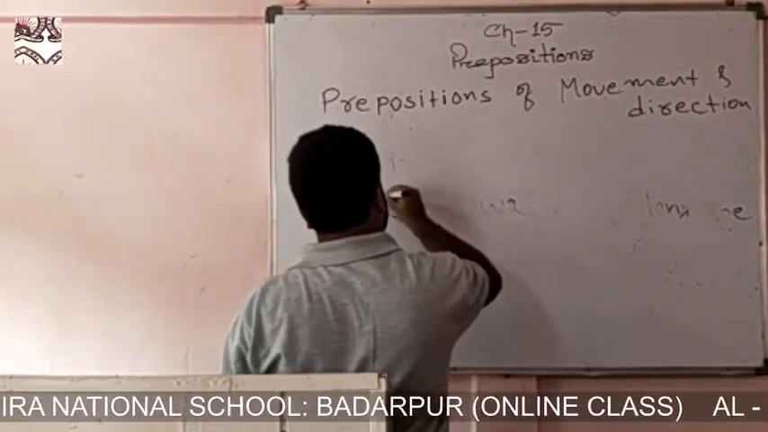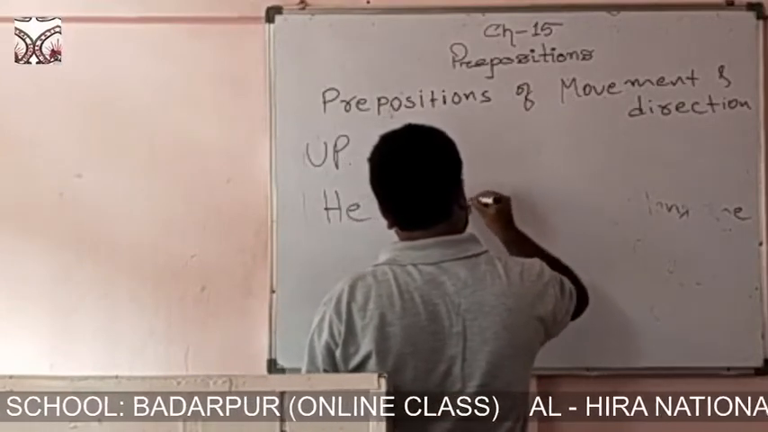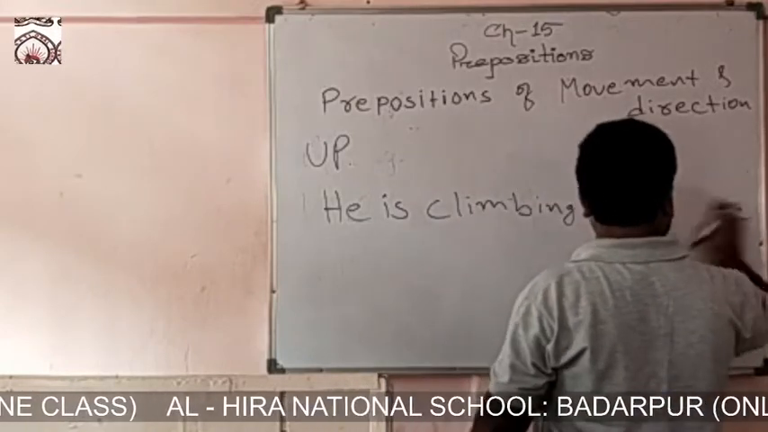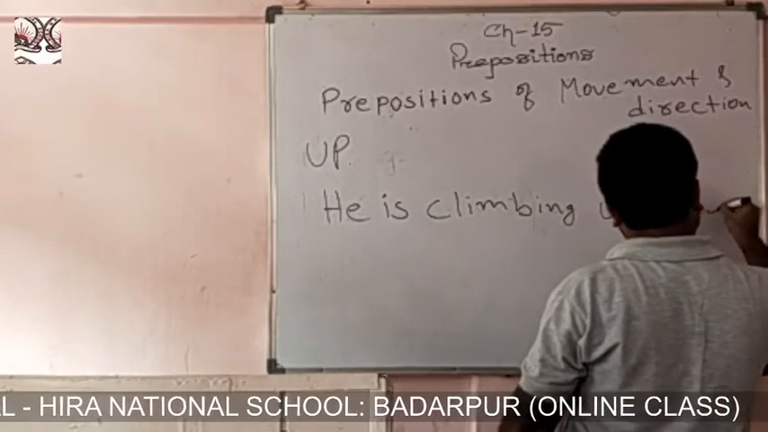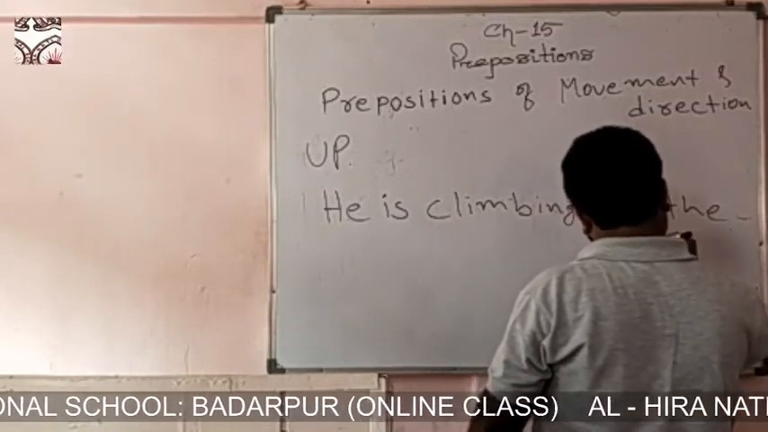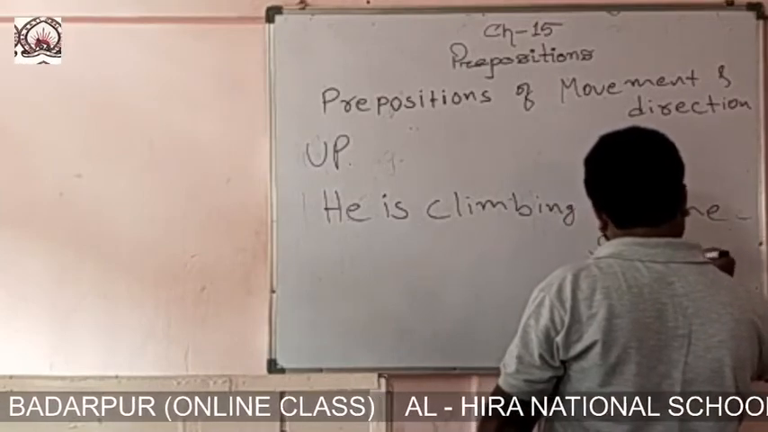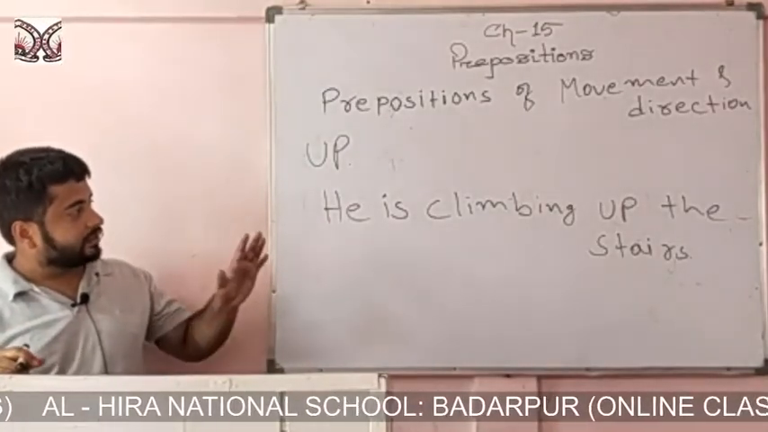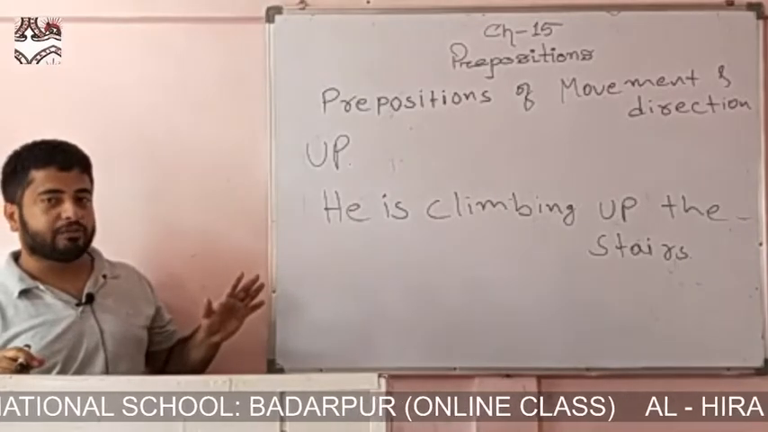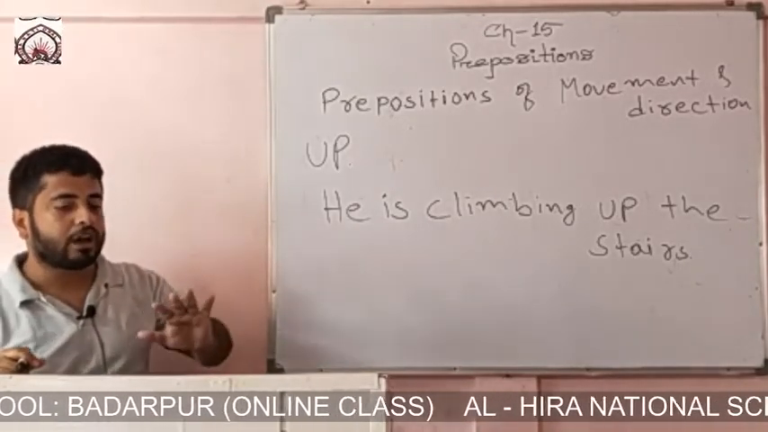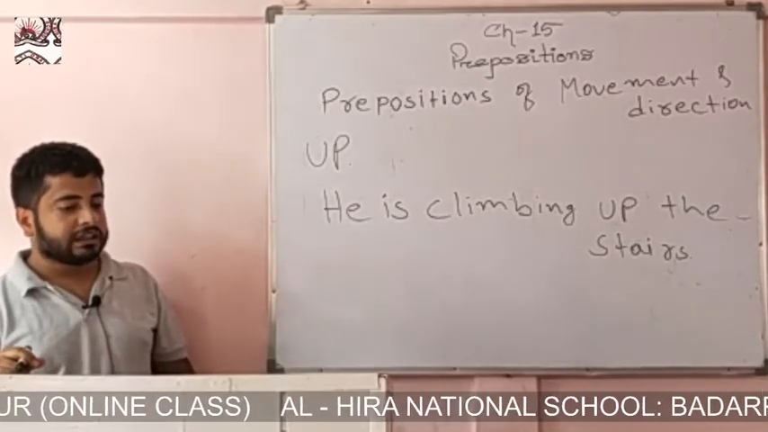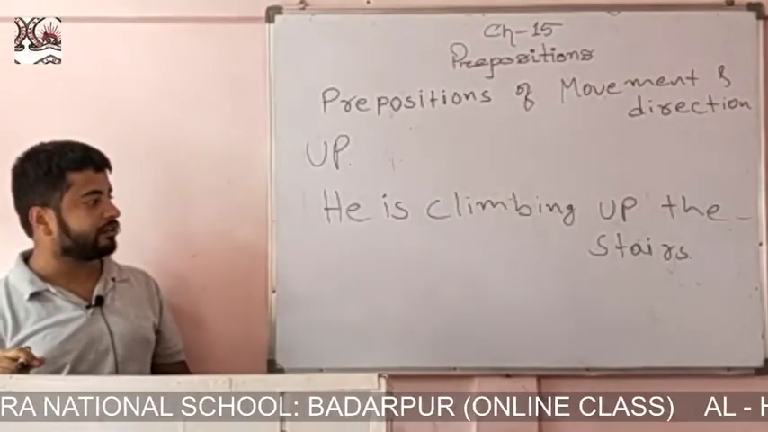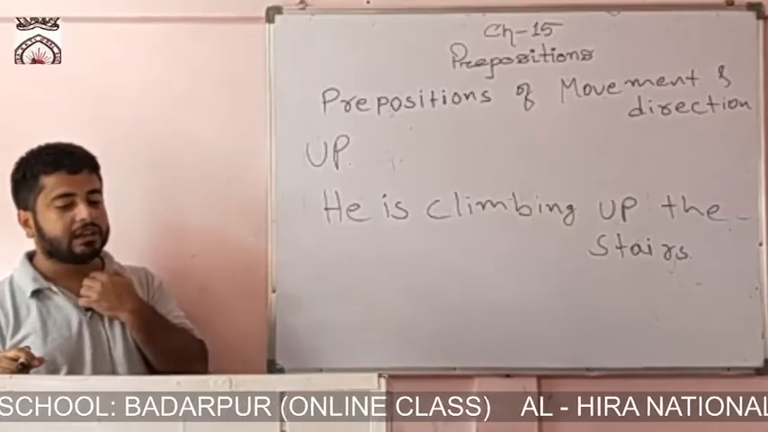He is climbing up the stairs. That means a movement is indicated, a movement from a lower position to a higher position. The cat is climbing up the tree. Another example is the cat is climbing up the tree. The first example is he is climbing up the stairs.